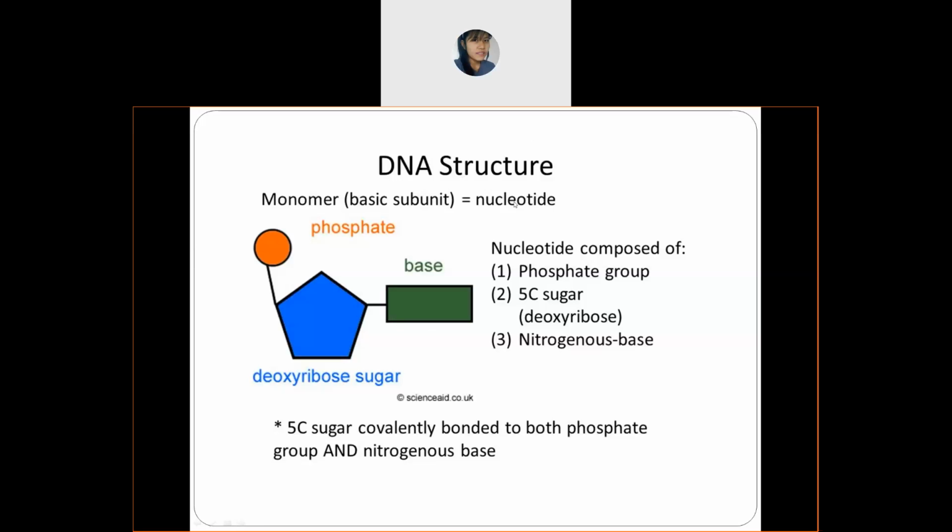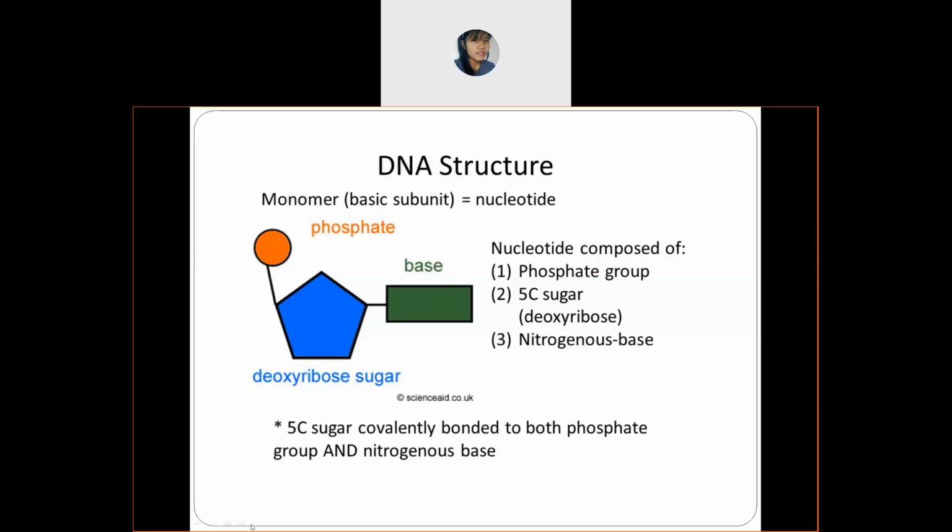So this is the DNA structure. This DNA is composed of subunits. Those subunits are phosphate. This is the phosphate. It's orange in color. This is the deoxyribose sugar, this blue color. And this green color is the nitrogenous base. This is the nitrogenous base. Okay, are you clear now?